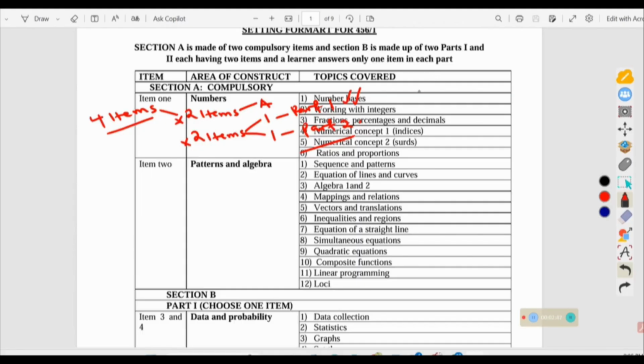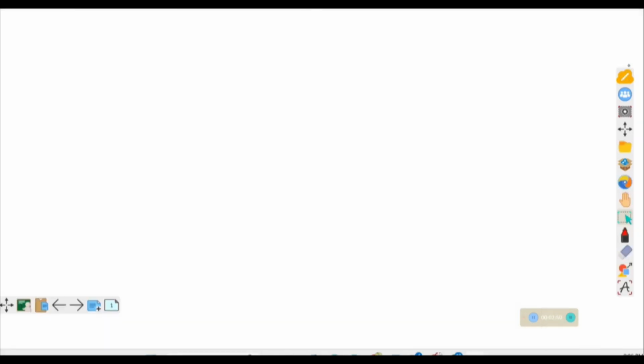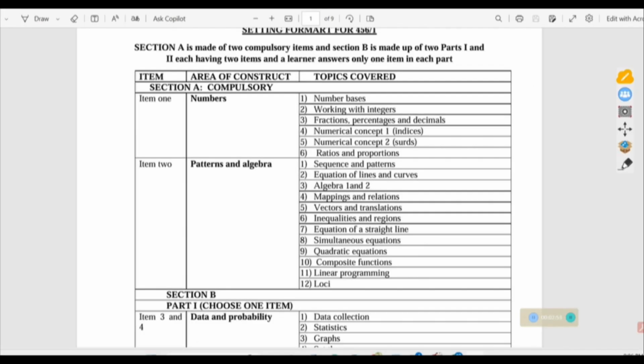So let us look at what are those items. We shall look at item number 1. Item number 1 is coming from this section, that is number bases, working with integers, fractions, percentages and decimals, numerical concepts, that is indices, then surds, ratios and proportions. Those are 6 topics. So 6 topics will be giving you only one item, and that will be item 1. So item 1, expect it to be coming from only these topics.